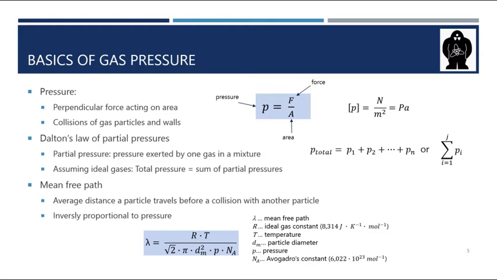Finally, I would like to mention a quantity called mean free path, as we will use it later. Mean free path, lambda, is the average distance a particle travels before collision with another particle. As you can see in the formula below, it is inversely proportional to pressure, because when there are more particles in a volume, collisions are more common. Hence, individual particles travel a shorter distance before a collision.